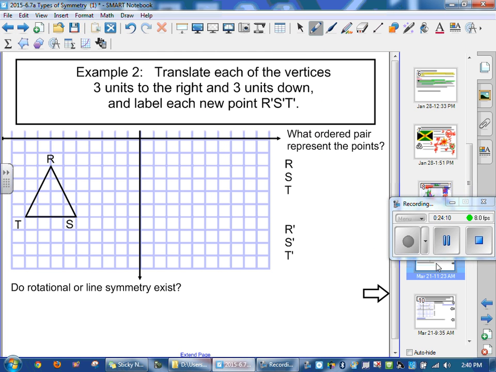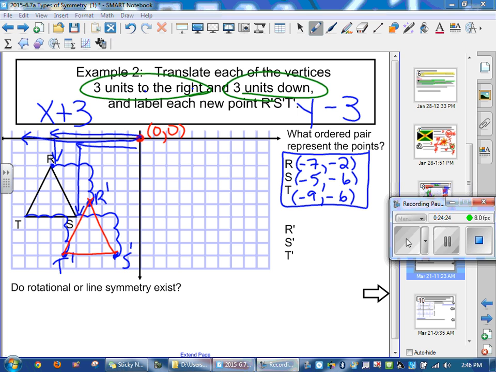Try this question. It wants it to go 3 right and 3 down. Move each of those points 3 right and 3 down and write your points here, please. I'll give you a couple minutes to do that, just like we did with the other question. Okay, so draw your new object. You should have got that by moving every point 3 to the right and 3 down. 3 right, 3 down, 3 right, 3 down for each of those.